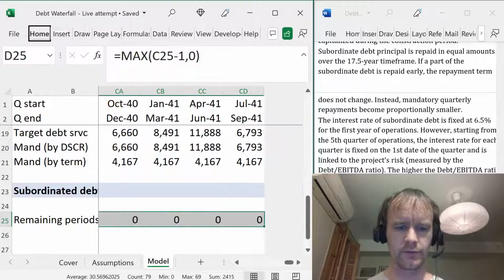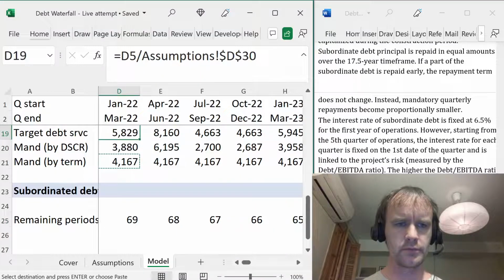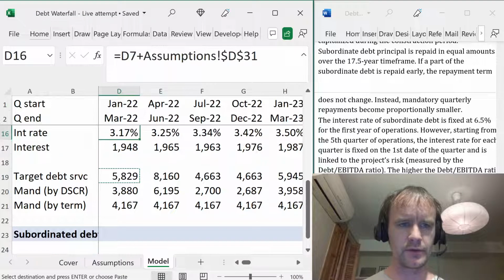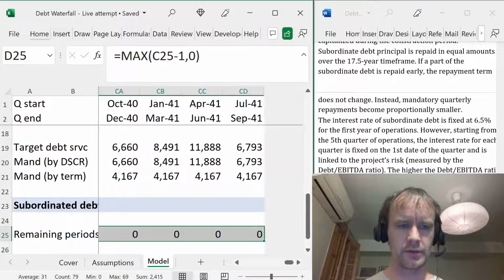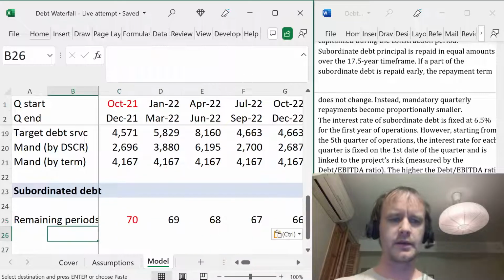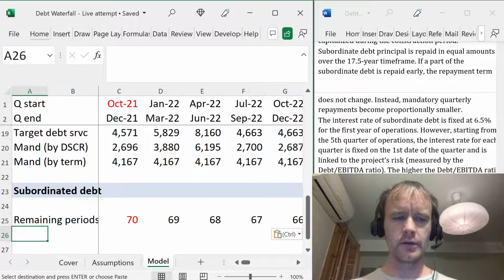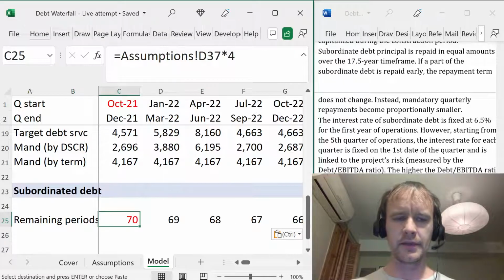And again, just format so my zeros go away. Oh, that one didn't. That one didn't either. All right, well, I've been a little sloppy about my formats, but never mind. So that's the remaining periods. Then the proportion to repay will just be the opening balance divided by that.